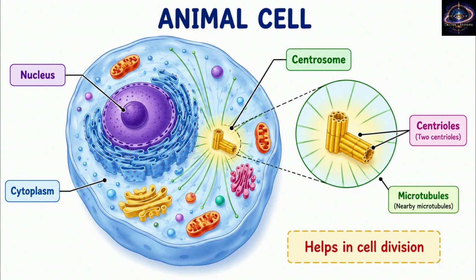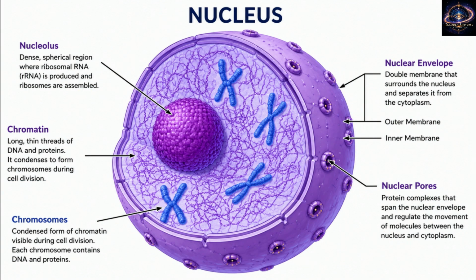Q24. What is the function of Golgi apparatus? Golgi apparatus modifies, packages, and transports materials. Q25. What are lysosomes? Lysosomes are membrane-bound vesicles containing digestive enzymes. Q26. Why are mitochondria called powerhouse of the cell? Because mitochondria produce ATP during aerobic respiration.